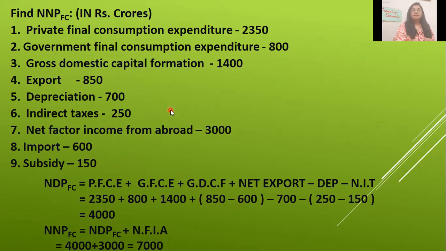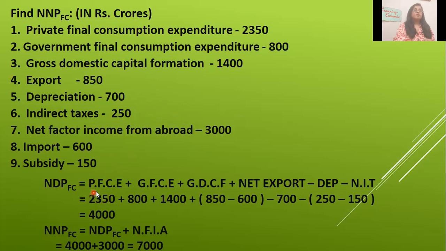The second complication is that you are not given net indirect taxes. When net indirect taxes is not given, you will deduct subsidy from indirect tax. Indirect tax is 250 and subsidy is 150. So you will deduct subsidy from indirect taxes. 250 minus 150, you will get net indirect tax.